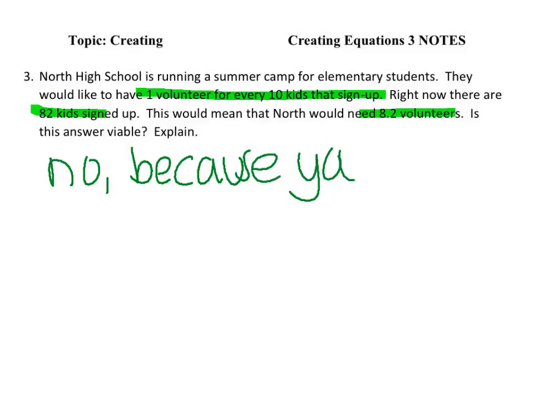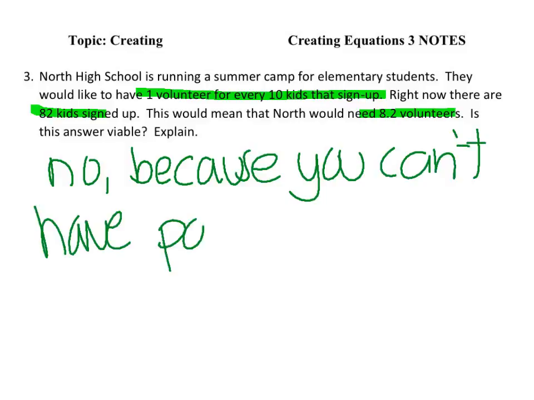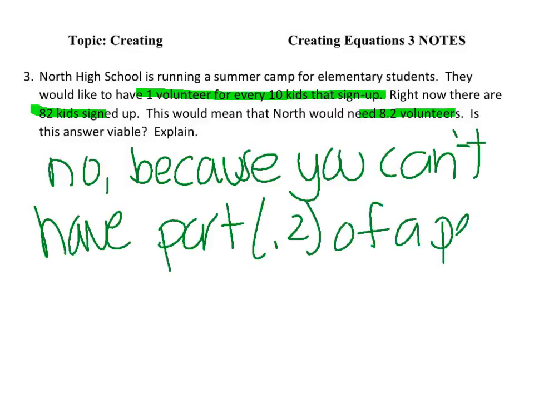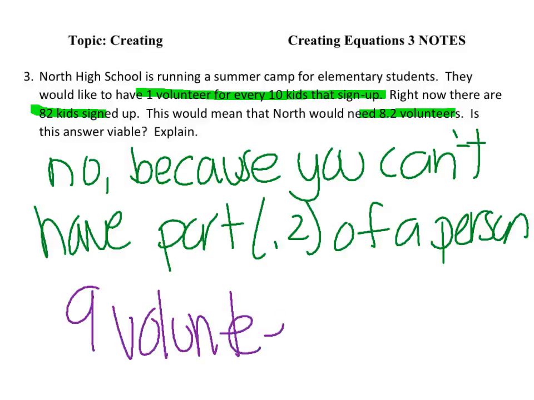because you can't have part or 0.2 of a person. So for this problem to make sense, instead of 8.2 volunteers, you would need 9 volunteers to cover the 82 students.